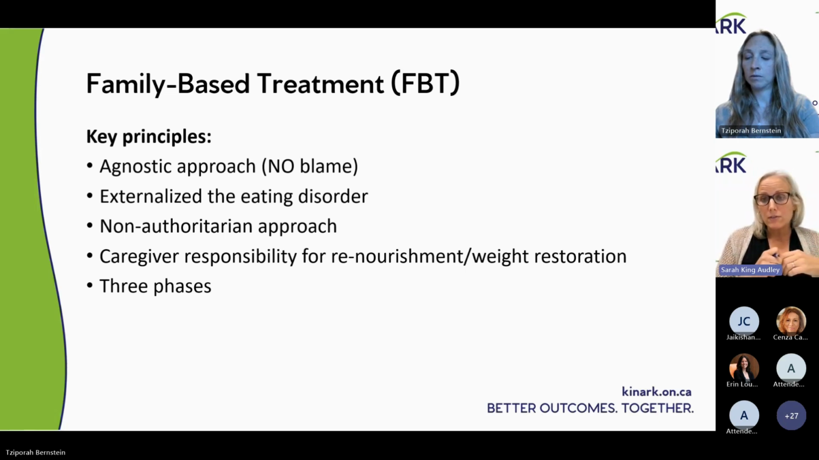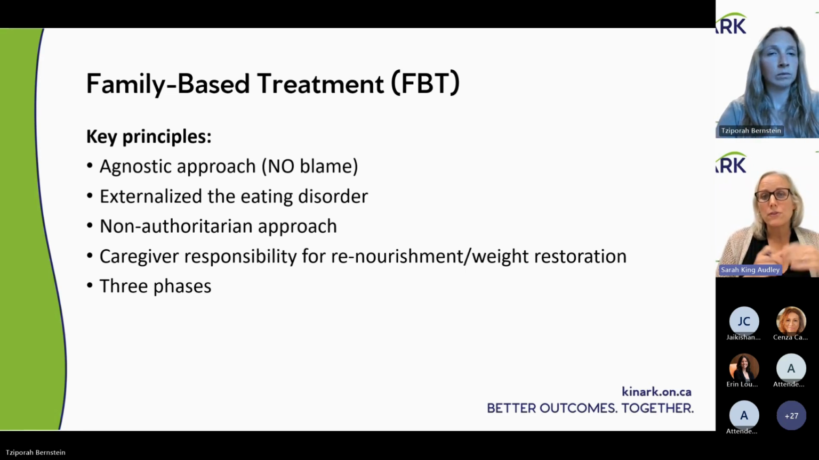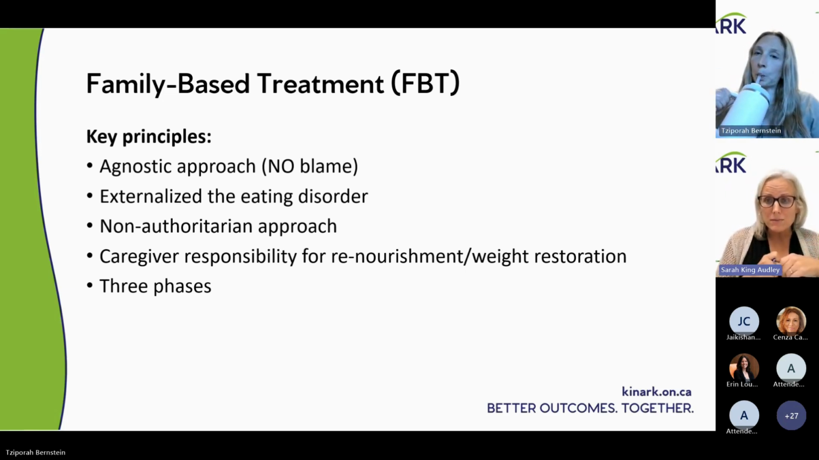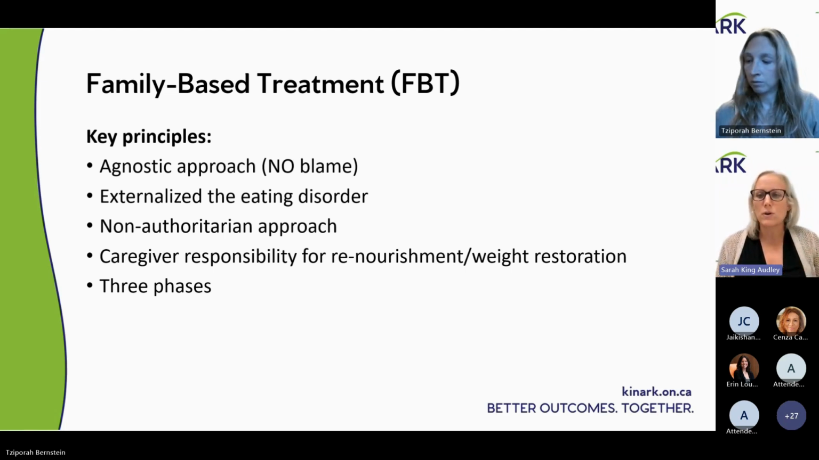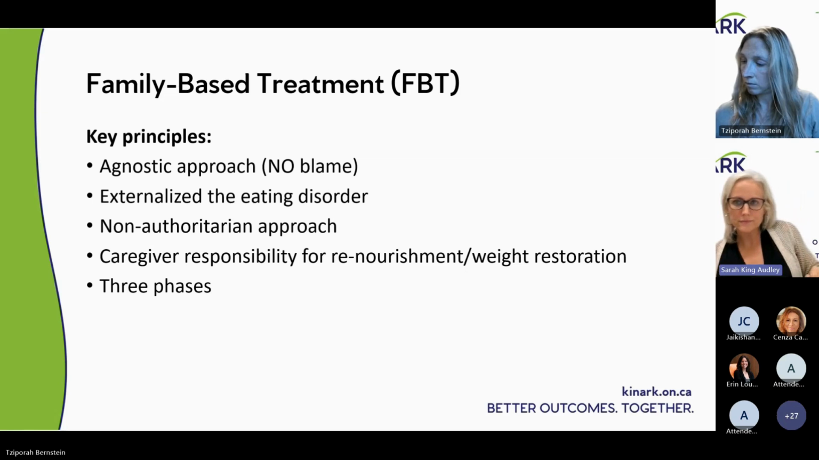With FBT, the caregivers or parents are responsible for the renourishment of their child and for the weight restoration. So there's 3 phases of treatment. In the first phase, the parents are responsible for planning, preparing, plating, all of the food. There's supervision during meals. So somebody would eat with Haley during meals. And that's the first phase of the treatment until she would become hopefully renourished and back to the weight that we would expect her at. And then we would move into the other phases, which really work towards working more collaboratively and the young person having more autonomy and more choice.